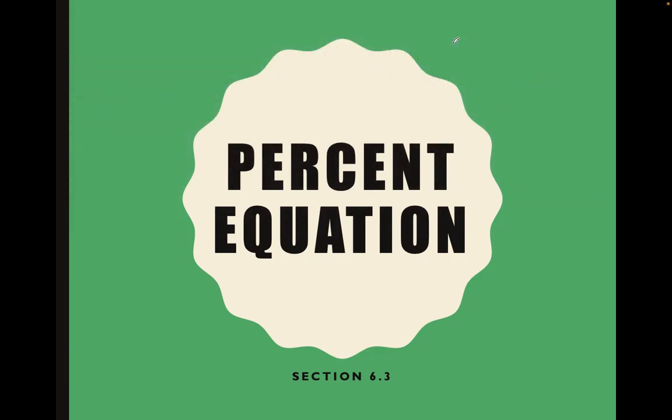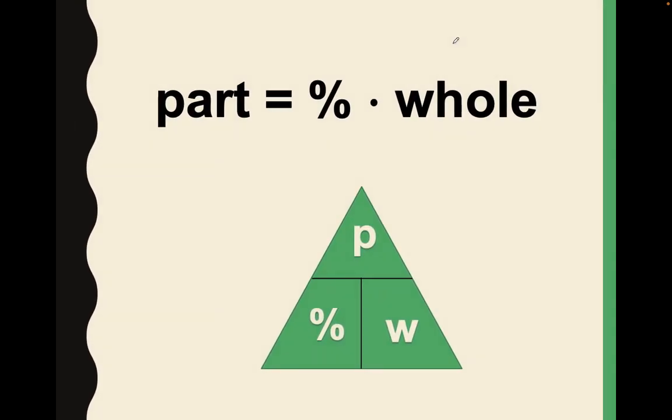The percent equation is another way to solve percent problems. The percent equation is that the part is equal to the percent times the whole. When we solved distance, rate, and time questions, we used this triangle to help us know what to do with the variables that we have and what we're trying to solve for. You can use the same triangle for percents as well.